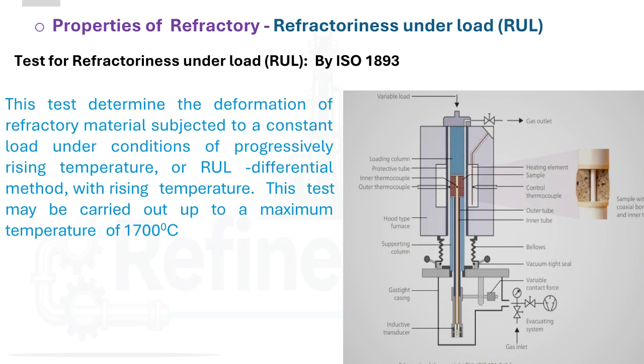The results are reported as the temperatures at which deformation reaches specific thresholds. These are recorded as T0.5, T1, T2, and T5, corresponding to deformation levels of 0.5%, 1%, 2%, and 5% of the initial height. This method provides a much clearer picture of how the material deforms progressively as temperature rises. And that information is crucial for preventing furnace deformation and damage in real service conditions.